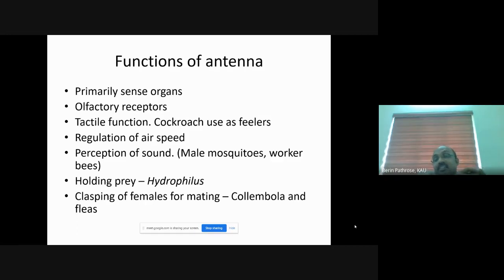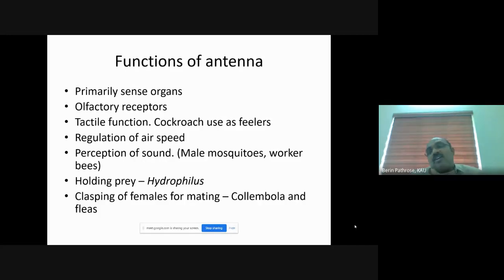And certain insects such as Collembola and fleas. Fleas, that is the tiny insect called chella in Malayalam. Collembola, I think Hasina teacher has entered into the non-insect orders, of which you might have studied about Collembolans. And for Collembolans and fleas, the males catch hold of females while mating, and for that purpose antenna is used for clasping females during mating.